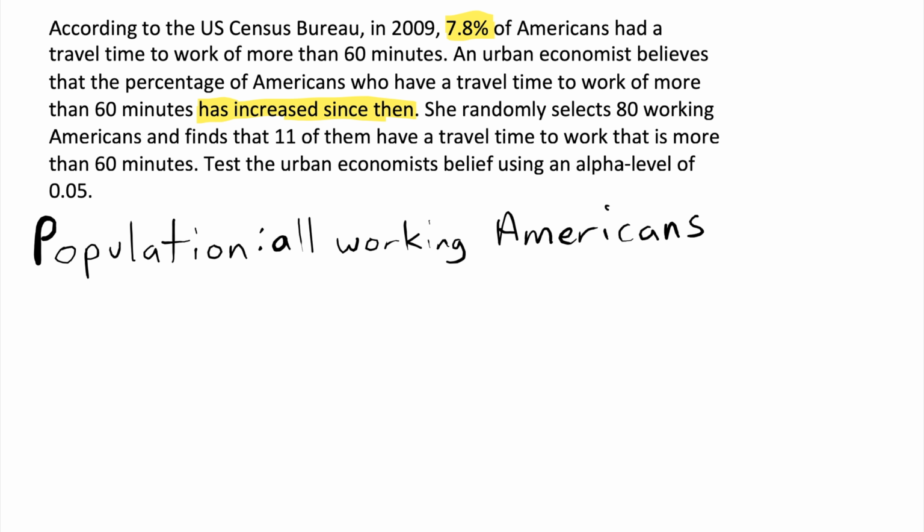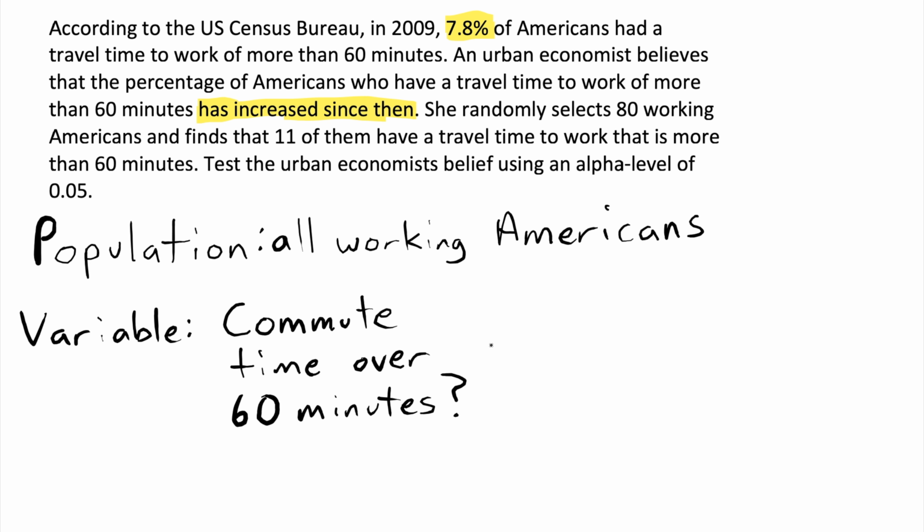And I think it's a good idea to think about what the variable is that we're looking at here. The variable is whether or not these working Americans have a commute time of over 60 minutes. Either they do or they don't. So this variable is categorical.